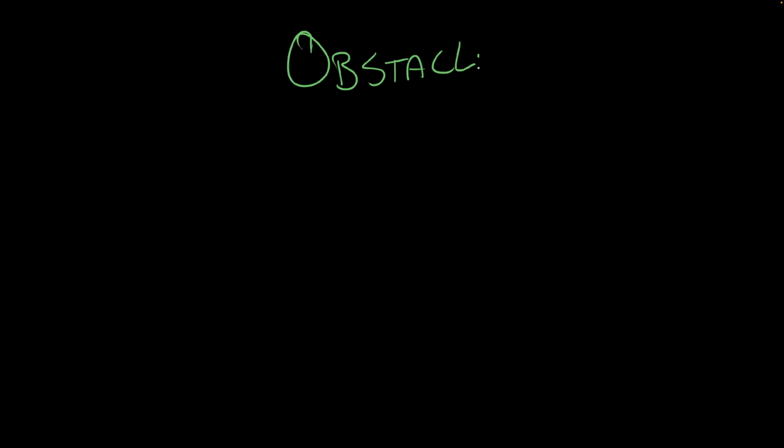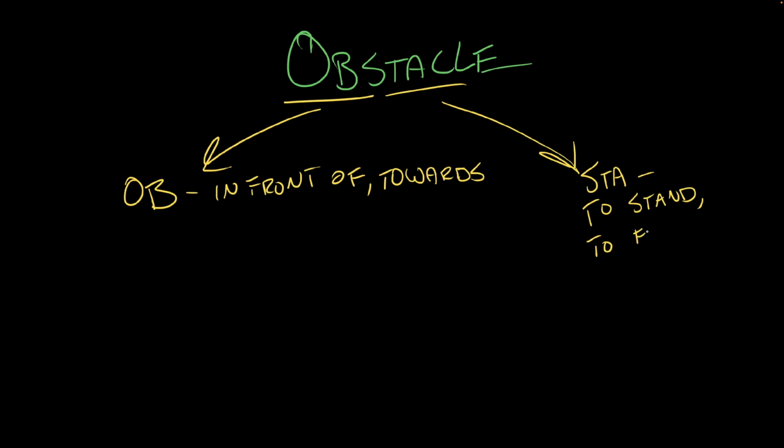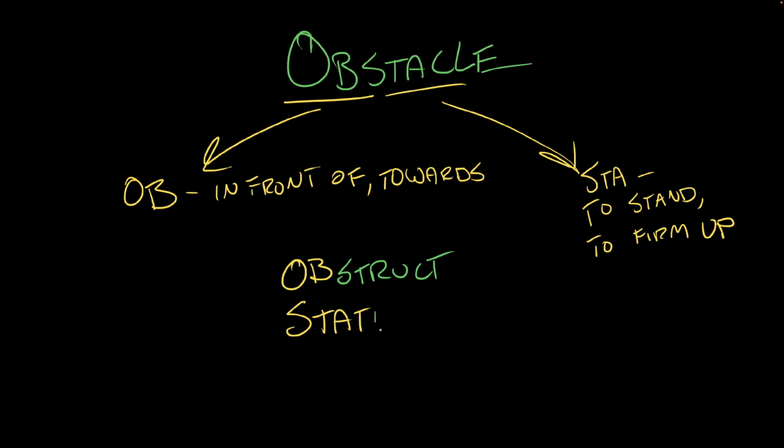On to obstacle. This word comes from the Latin obstaculum, and for our purposes consists of two parts. Ob, meaning in front of or towards, and sta, to stand, to firm up, from the Latin stare. Related words. For the prefix ob, we have obstruct, to build something in someone's way, to put something in front of someone else. And statue. What does a statue do? Well, it stands upright. Often a statue is a sculpture of a person, and it's stable enough, that's another one, to stand on its own.